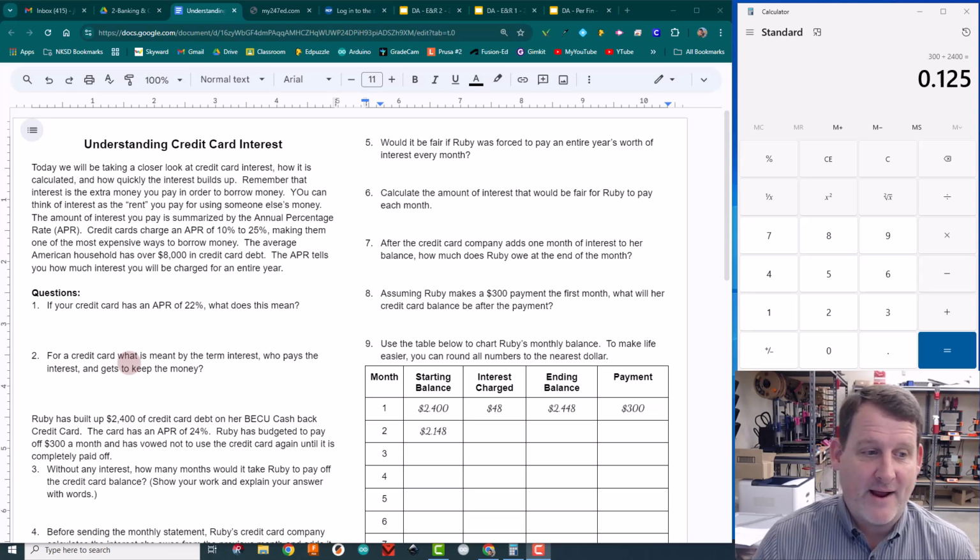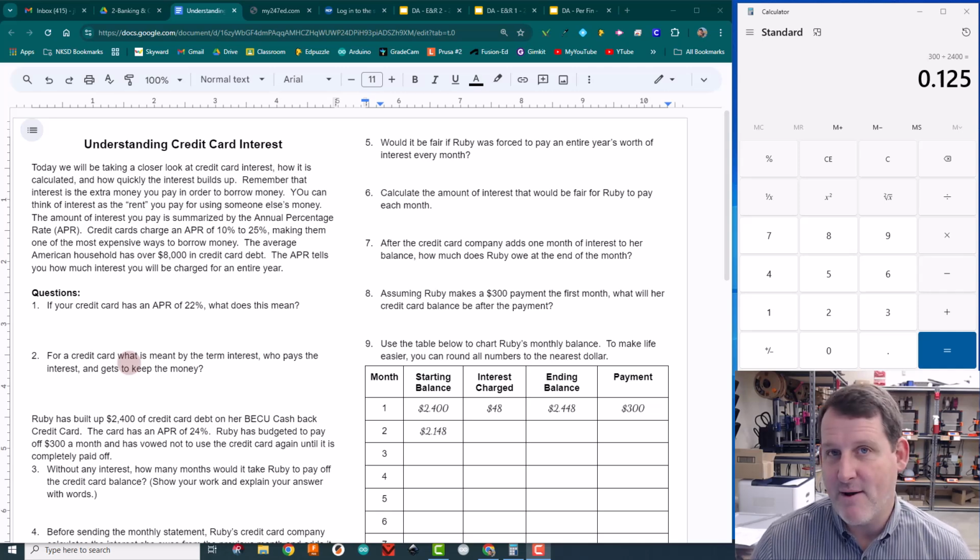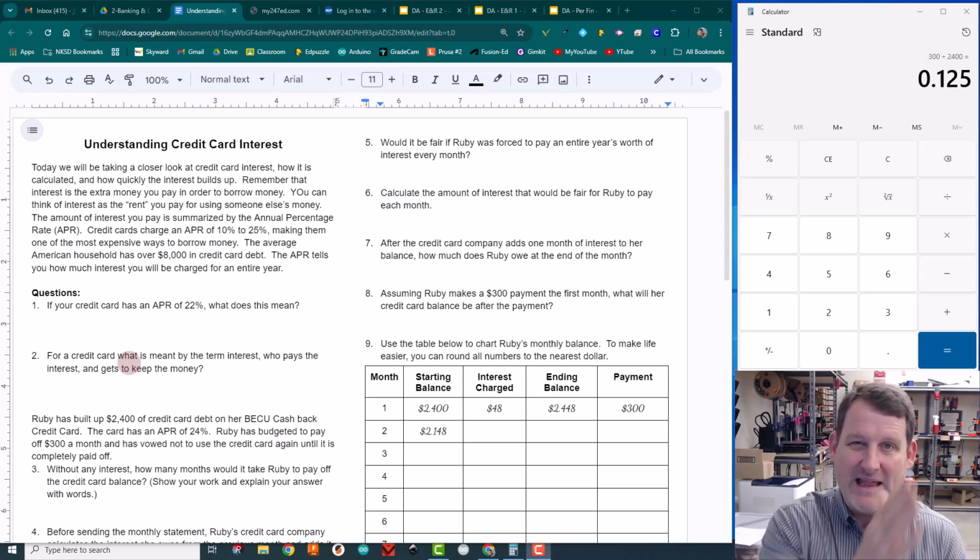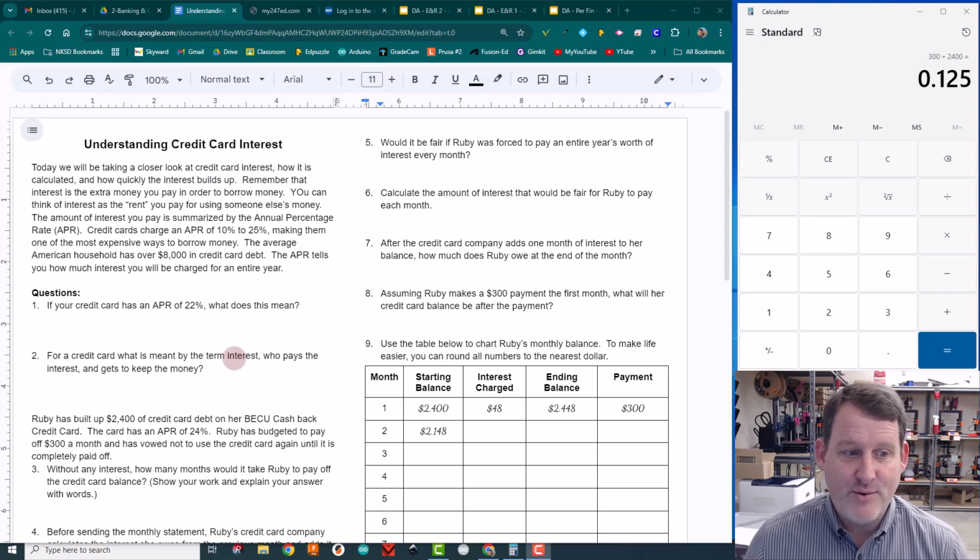All right, so we're back. The first question is asking, what does it mean to have an APR of 22%? Well, APR stands for annual percentage rate. The annual means every year. So this means that you're going to be paying 22% in interest for the entire year. So it takes a year to pay all that up. You'll be paying it a little bit each month, but at the end of the year, you'll pay a total of 22%.